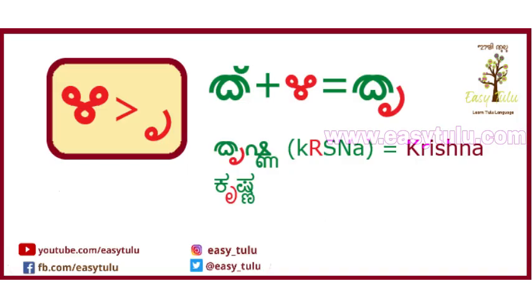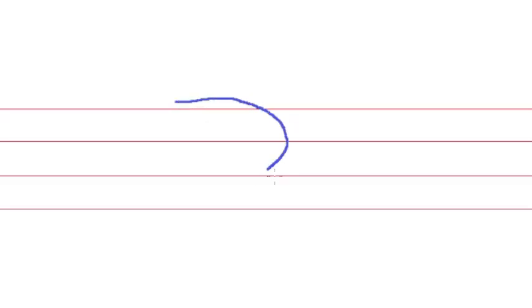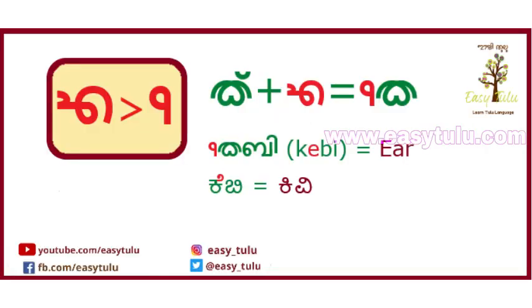Next vowel is ru. K plus ru, kru. Example, Krishna. Let us see how to write this. First we have to write ka, then add ru symbol. Kru.